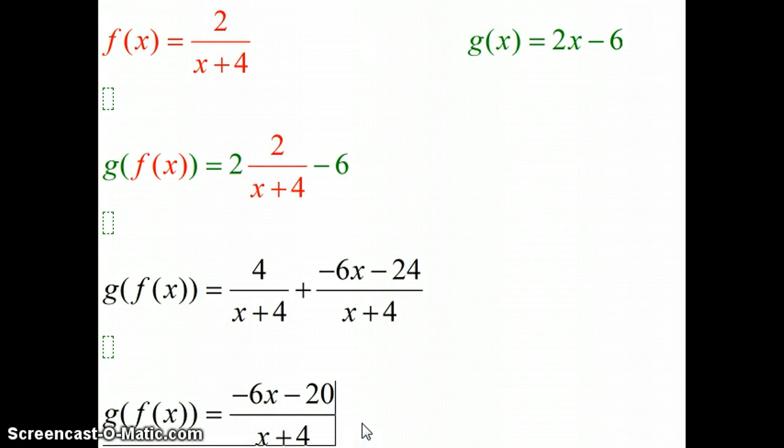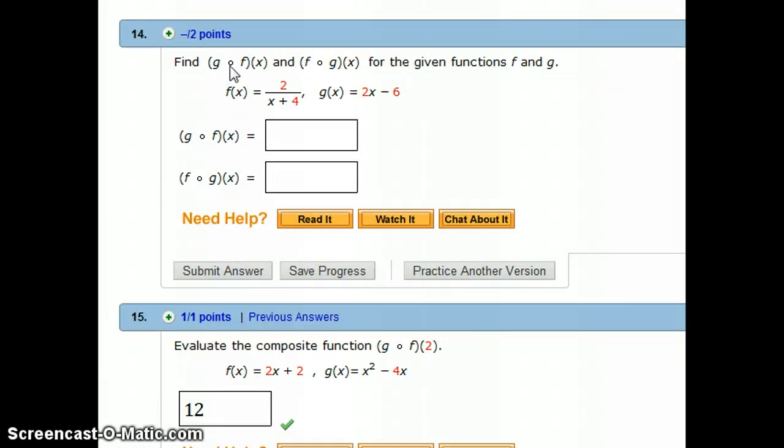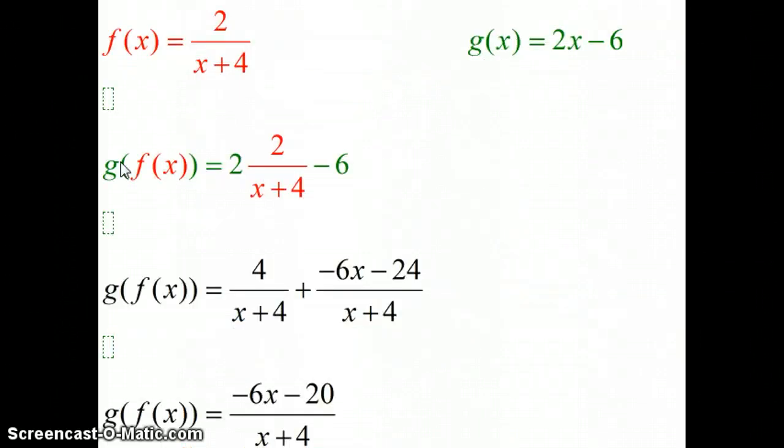This is what happens when you compose the f of x into g of x. I have to be careful how I say that. They were originally asking for g composed with f. And remember, you take the left one and that becomes the left one over here. So that's essentially how this process works.